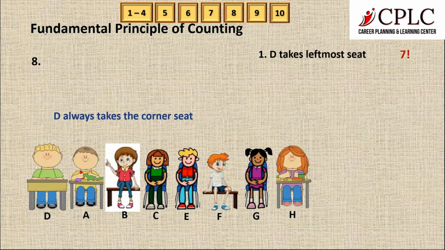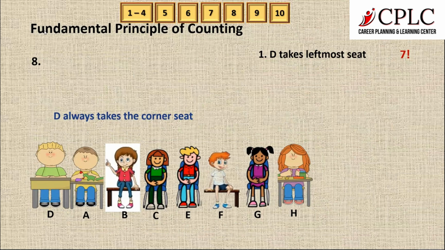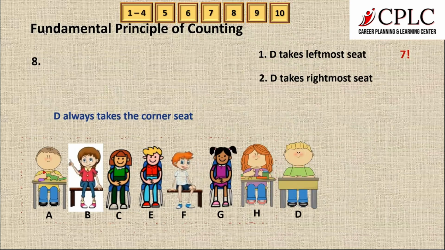Also, D can sit interchangeably, that is on the leftmost corner and also on the rightmost corner. Hence, there are two ways of D sitting, so it will be 7 factorial into 2. Option 4 is the final answer. 7 factorial plus 7 factorial or 7 factorial into 2, it's one and the same.